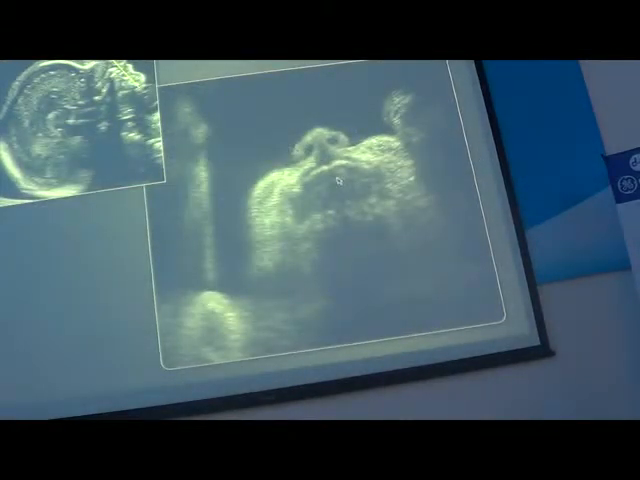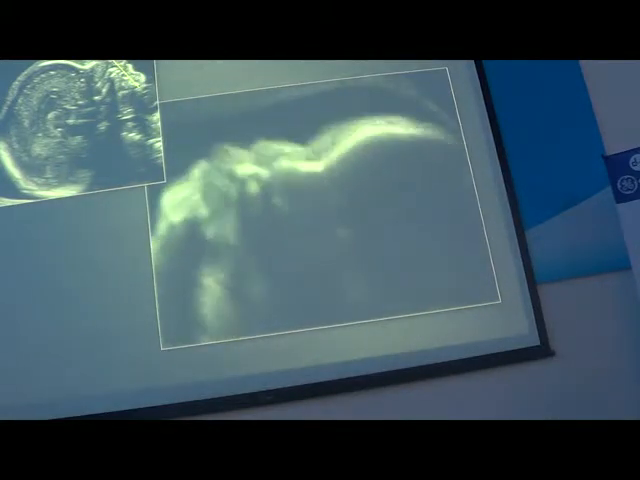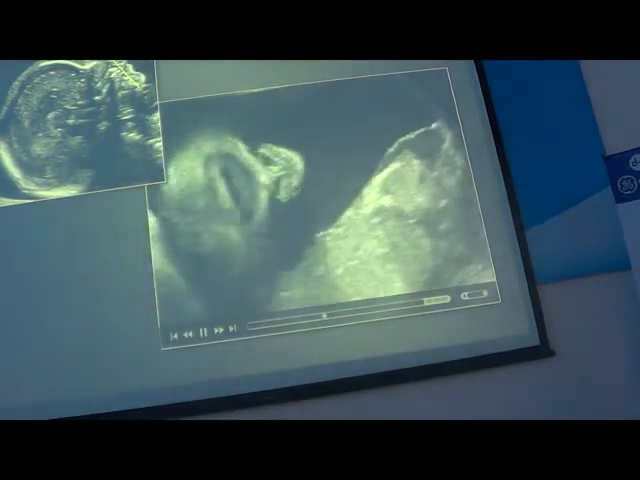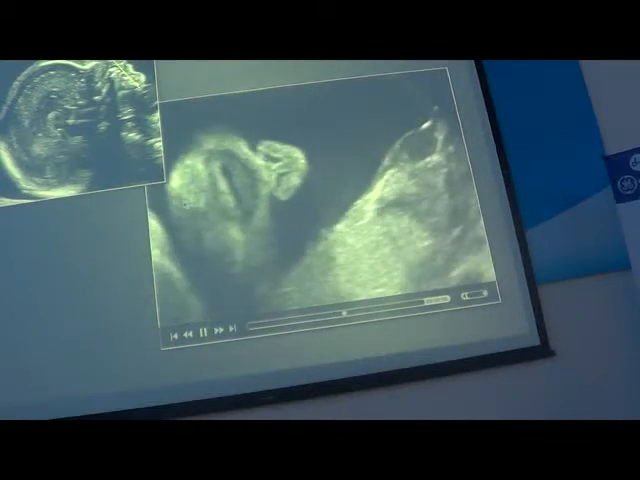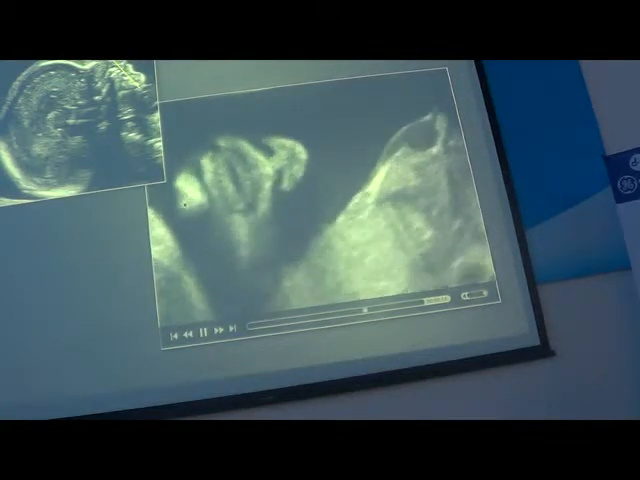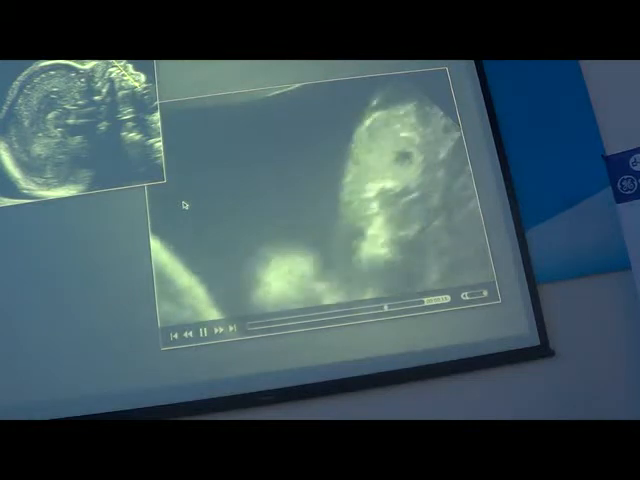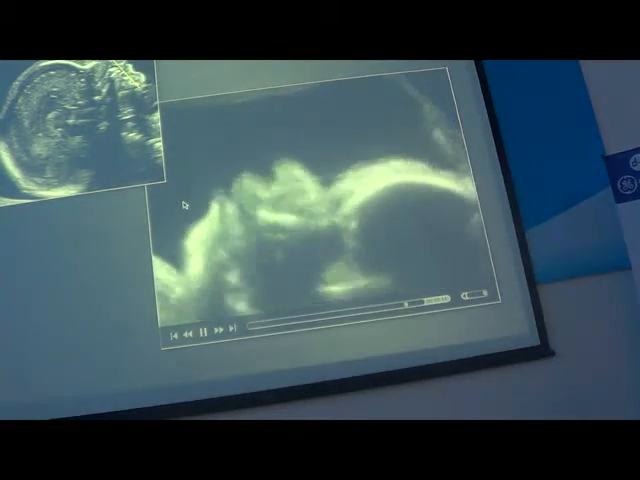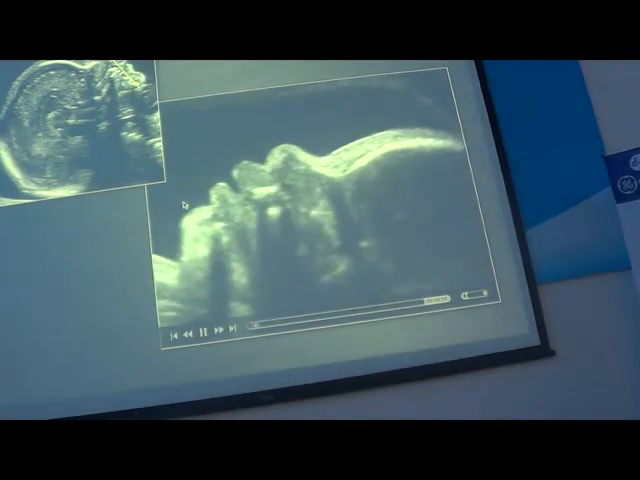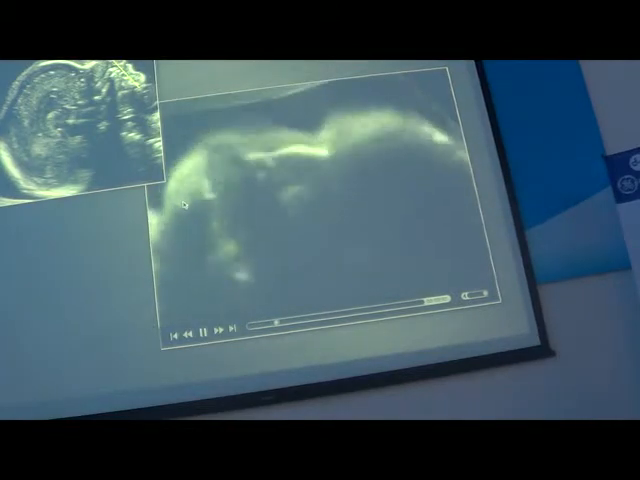The nose, nostrils. How to do it? You start with a profile view, you turn the probe, and you can clearly see the nose, nostrils, the lips, the chin. Turn the probe 90 degrees and you will see it.